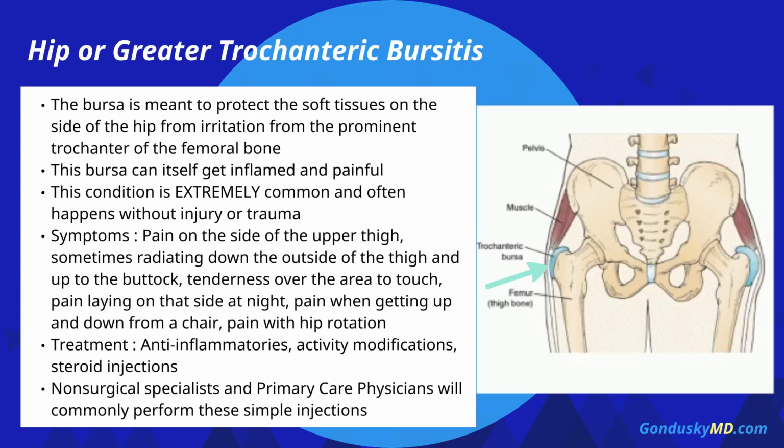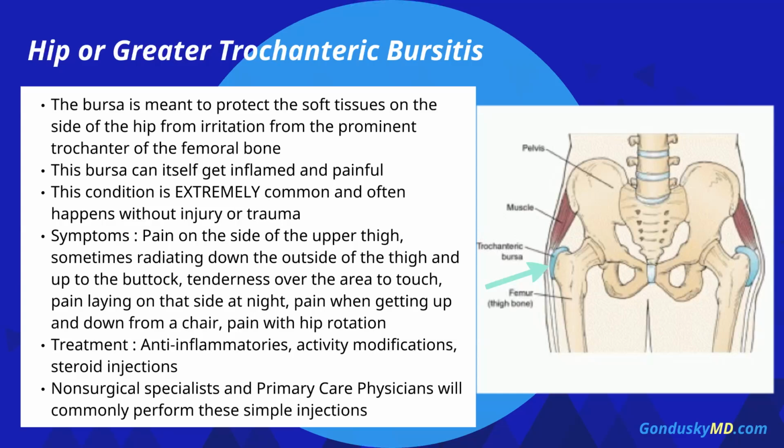Oftentimes patients complain of pain laying on that side at night and pain getting up and down from a chair, and pain when you rotate the hip, especially rotating the hip out. But one of the most common things is inflammation of the bursa that causes pain when you lay on your side at night. Because as you look at that skeleton picture there, the things that hit your bed at night when you sleep are the top of your pelvic bone and that trochanteric area. So if you have inflammation there, that's going to be uncomfortable.